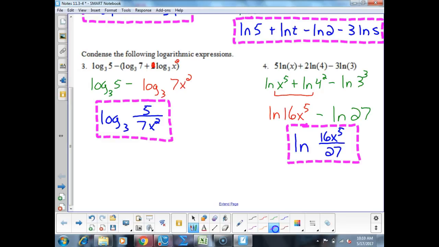Okay? Questions on those two? 4 squared. This 2 goes into an exponent up here.